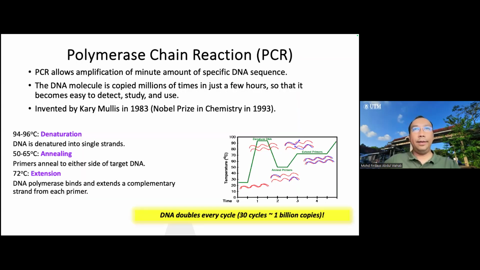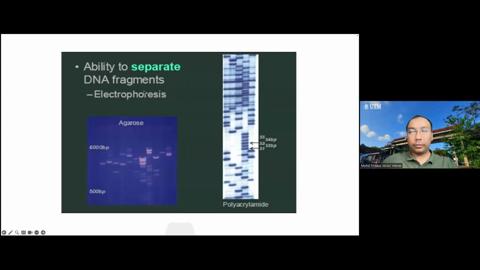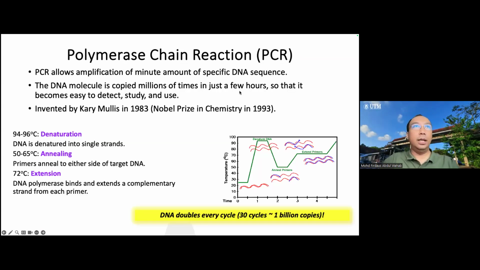And then we have probably the most famous molecular tool, polymerase chain reaction, or PCR, which allows amplification of a minute amount of specific DNA sequence. So from one molecule, we can actually create millions of the same molecule in just a few hours, so that it is easier to be detected, to be studied, and to be used.